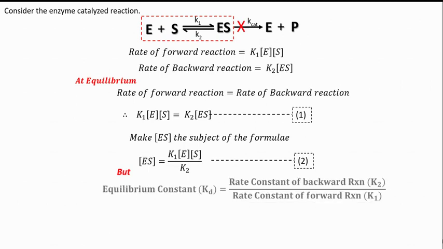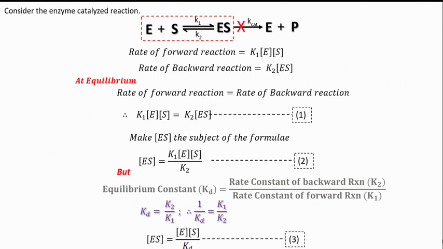But equilibrium constant KD, which is the rate of backward reaction or the rate of dissociation divided by the rate of formation. In other words, you can say the rate of backward reaction divided by the rate of forward reaction. That will give you the equilibrium constant. So KD is equal to K2 over K1. Therefore, 1 over KD is equal to K1 over K2.